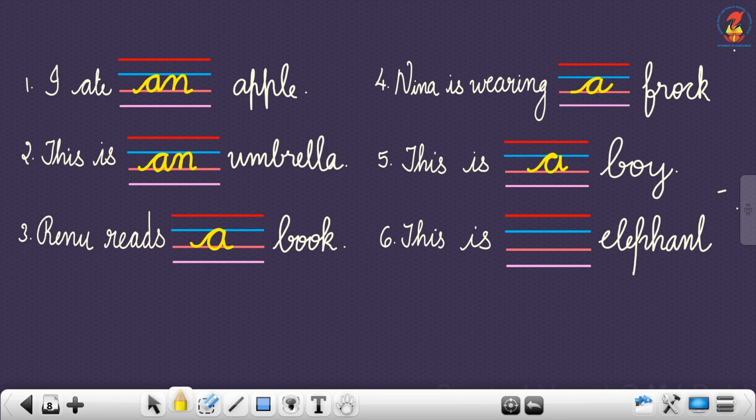Repeat. This is a boy. Next, this is dash. You can see the picture of an elephant, isn't it? And elephant is beginning with the vowel sound E, isn't it? So, what will be the article coming there? Yes, the answer is an. This is an elephant.